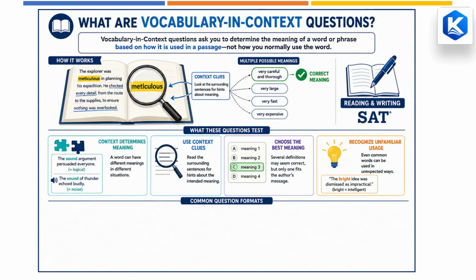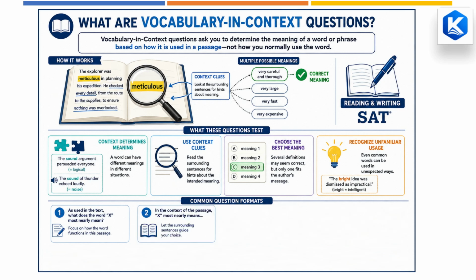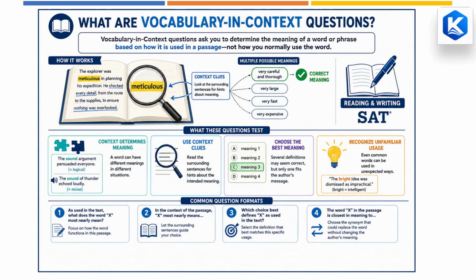Fortunately, these questions follow a few predictable formats. You might see, "As used in the text, what does the word X most nearly mean?" Or, "In the context of the passage, X most nearly means." Sometimes the SAT asks, "Which choice best defines X as used in the text?" Or, "The word X in the passage is closest in meaning to." Although the wording changes, they're all asking the same thing: what does this word mean here, not everywhere else?